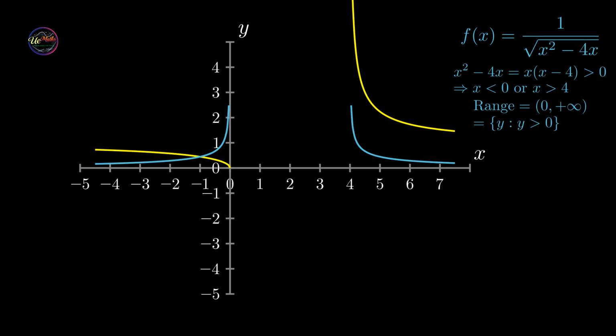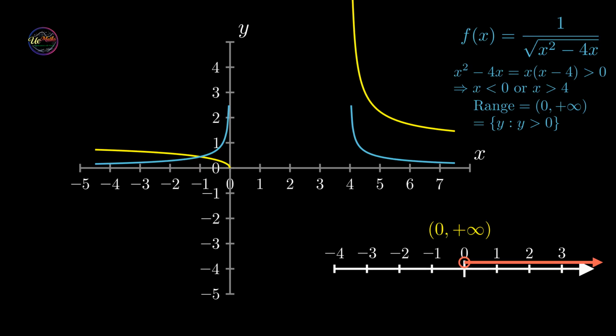For f of x equals 1 over the square root of x squared minus 4x. Since we divide 1 by a positive square root, f of x is always strictly positive. As x approaches 0 from the left or x approaches 4 from the right, the denominator approaches 0. So f of x grows without bound. As x approaches negative infinity or positive infinity, f of x approaches 0 but never reaches it. Therefore the range is the open interval from 0 to positive infinity.